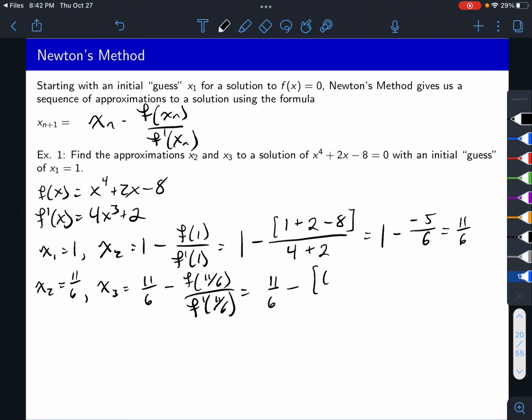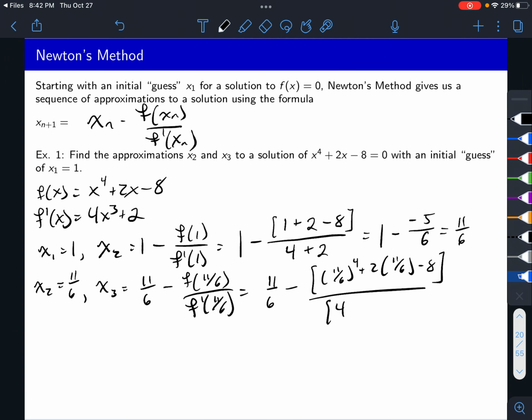Anyway, f of 11 over 6 would be 11 over 6 to the fourth plus 2 times 11 over 6 minus 8, all over 4 times 11 over 6 cubed plus 2.